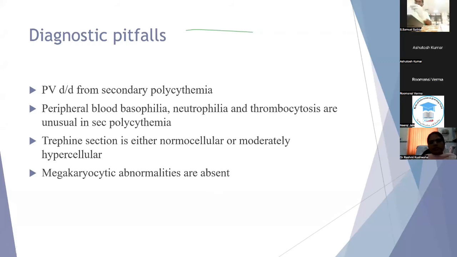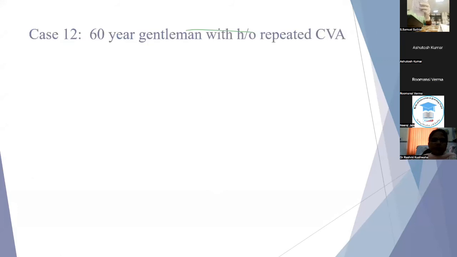So other than these, we have to take up the case further for mutation analysis, the most important being the JAK2 V617F mutation. And if it's negative, then we proceed ahead with exon 12 mutation, CALR and MPL, and all those mutations that we look for in BCR-ABL negative myeloproliferative neoplasms.